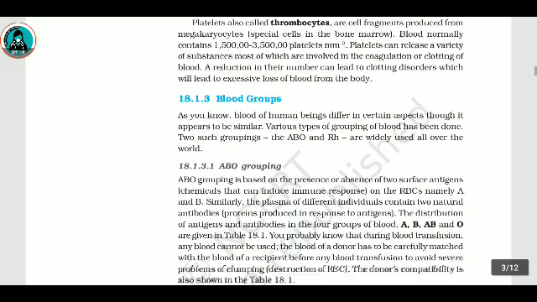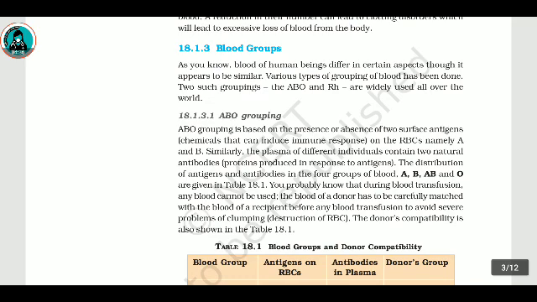18.1.3.1 ABO grouping. ABO grouping is based on the presence of two surface antigens, chemicals that can induce immune responses, on the RBCs, namely A and B. Similarly, the plasma of different individuals contains two natural antibodies, proteins produced in response to antigens. The distribution of antigens and antibodies in the four groups of blood, A, B, AB and O, is given in Table 18.1.